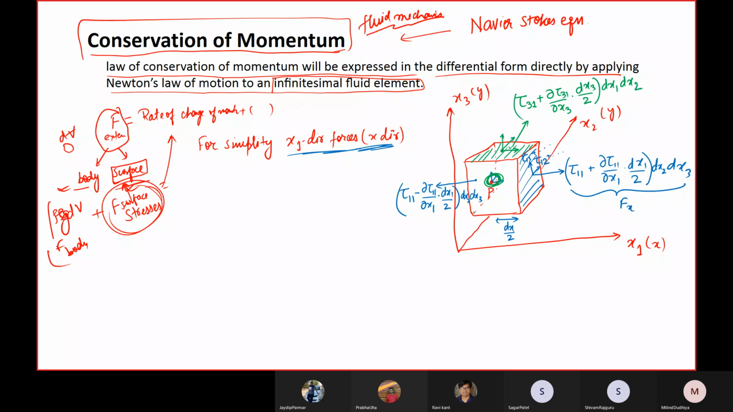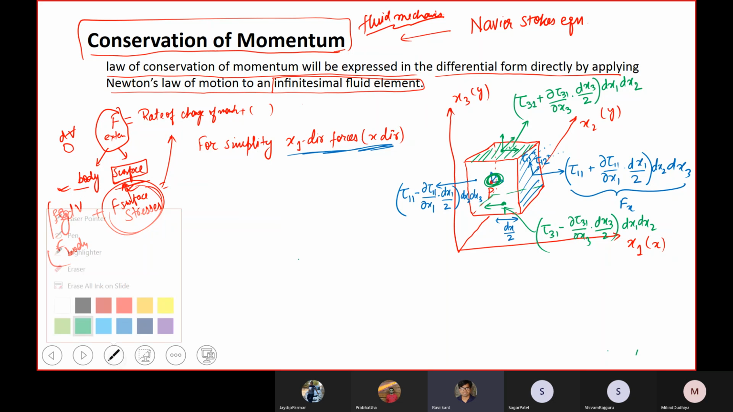Similarly, at the bottom surface you will also have a state of stresses. Your state of stresses will be in this direction and other directions as well, but I will take only that direction. That stress would be written as tau 31 minus dou tau 31 by dou x3 times dx3 by 2, minus because I'm going down, total multiplied by dx1 dx2.